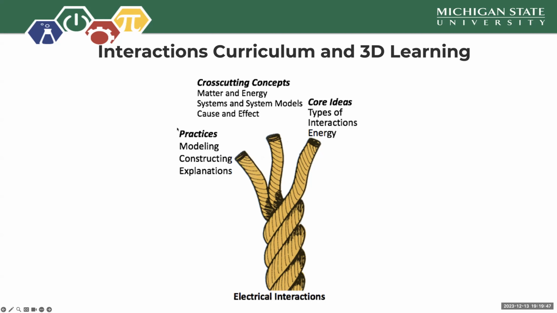We engage in modeling. The practices we engage with much in this unit are modeling, constructing explanations, and kids doing investigations. The cross-cutting concepts that we focus on are primarily cause and effect, systems and systems models, and matter and energy. And the core ideas are the types of interactions that exist, because interactions can be very strong, like the bonding that happens in diamond, or fairly weak, like the attractions that exist between carbon dioxide molecules at very low temperatures.